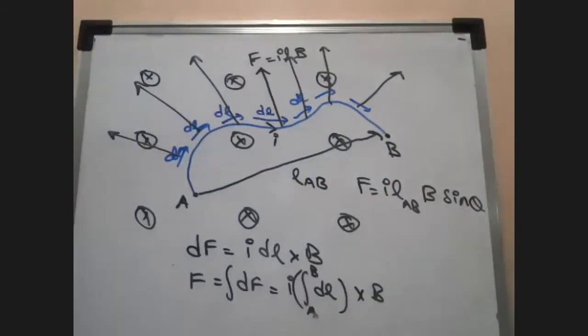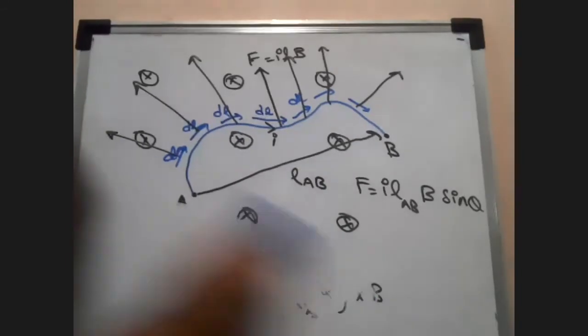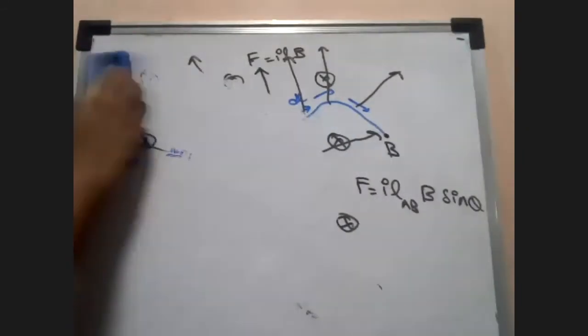But suppose your theta is pi by 2, then it will be I LAB into B. Some easy sums will come across right now. Hope you all have understood that concept. And of course, the length vector has to be in the direction of the current only.